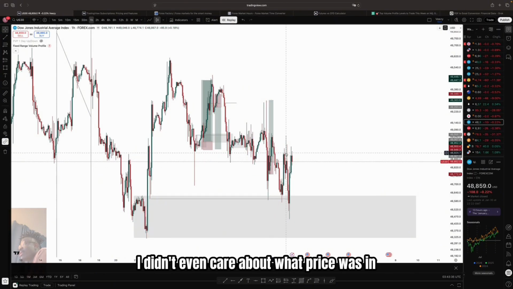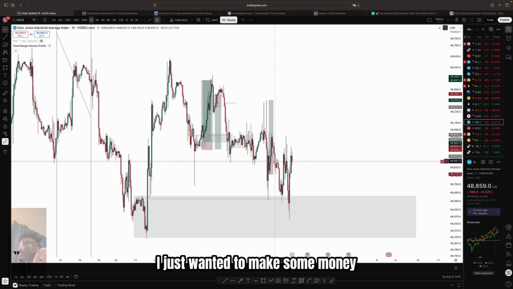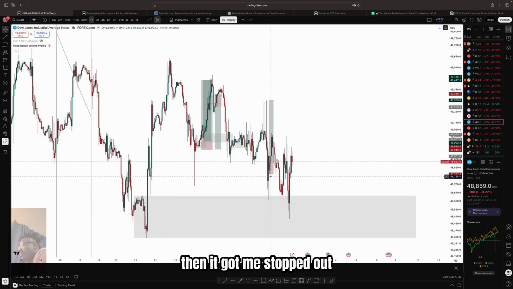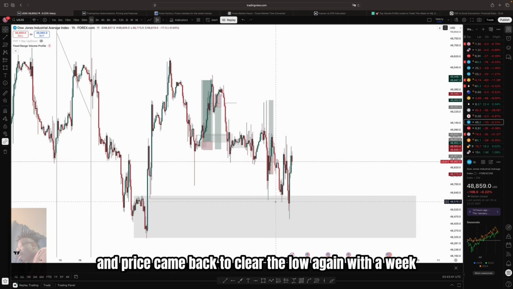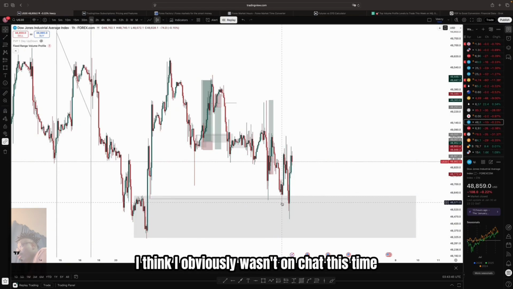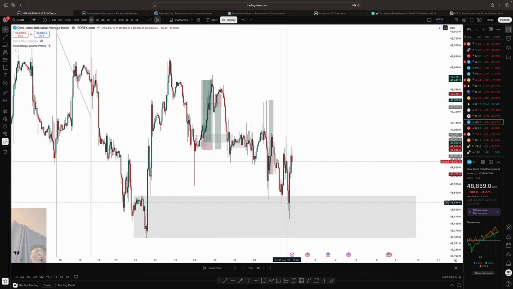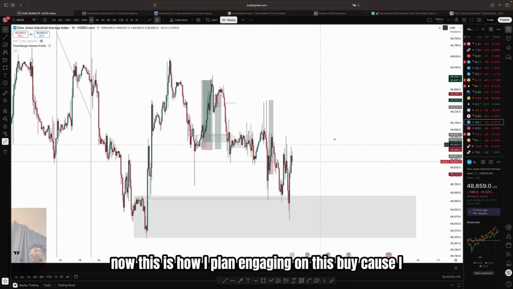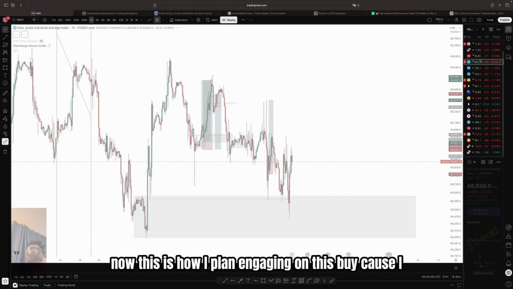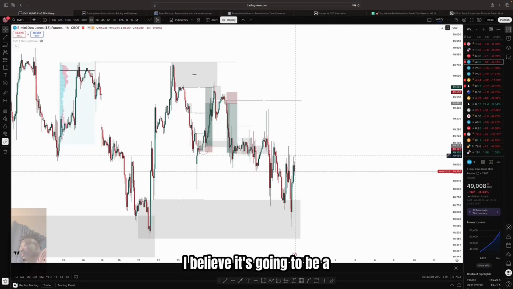I didn't even care about what price was doing. I just wanted to make some money. Then it got me stopped out, and price came back to clear the low again with a wick. I obviously wasn't on chart this time, and then it came again to clear with another low. Now this is how I plan engaging on this buy, because I believe it's going to be a long buy.